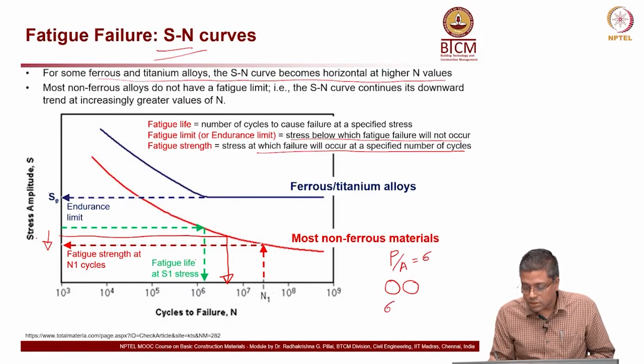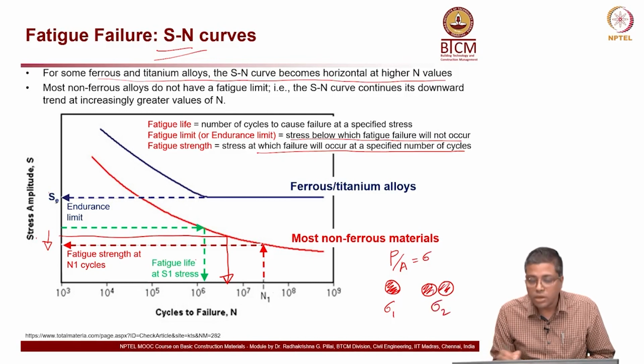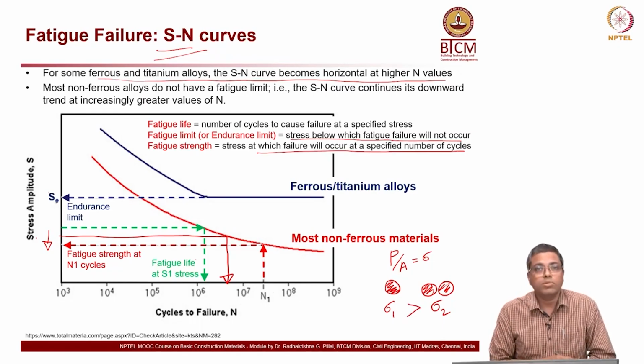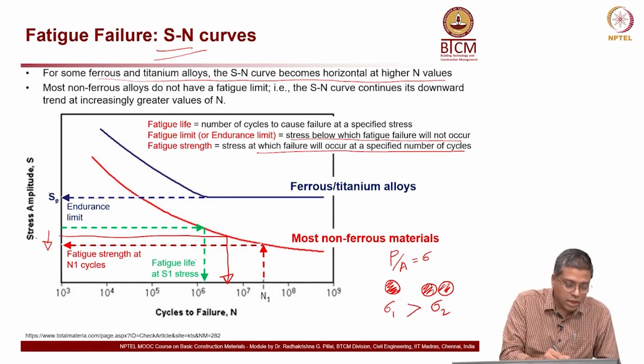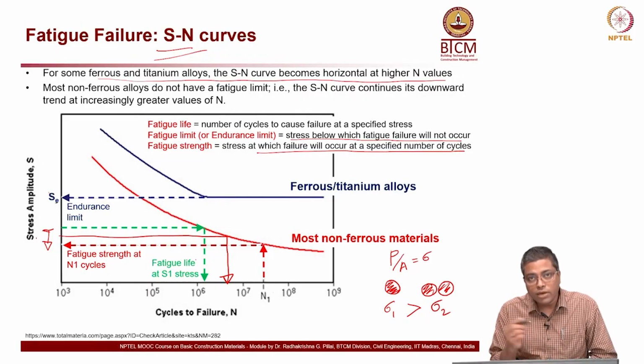So, stress in case 1 means only one of these columns, and then stress in case 2 will be with 2 columns. Okay. Now, when you double the area, definitely sigma 2 is going to be less. That means we can actually increase the life by reducing the stress applied. So, this is the whole idea.